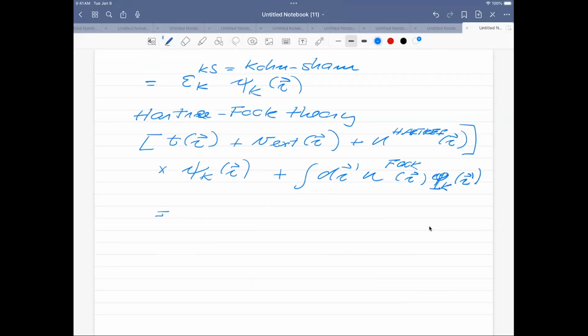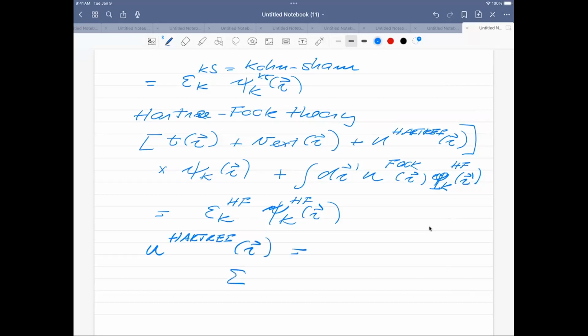And this is equal to this epsilon k of Hartree-Fock multiplied with a wave function for the Hartree-Fock case. So we should put a ks on this one, and an hf on this function here, and an hf here. So these are the Hartree-Fock functions. And this u Hartree is a direct term, and that term is given by the following expression, which is now a sum over all the states below the Fermi level.